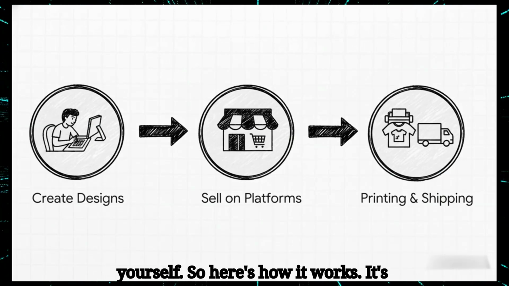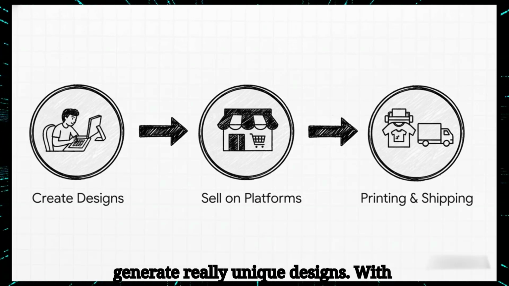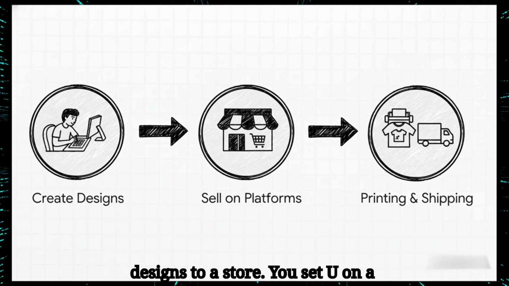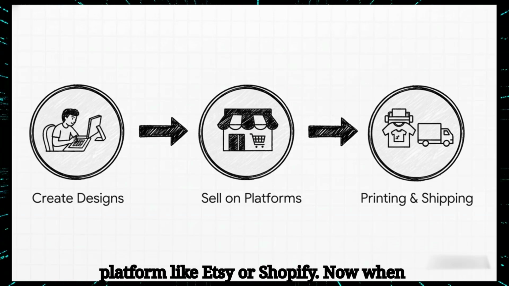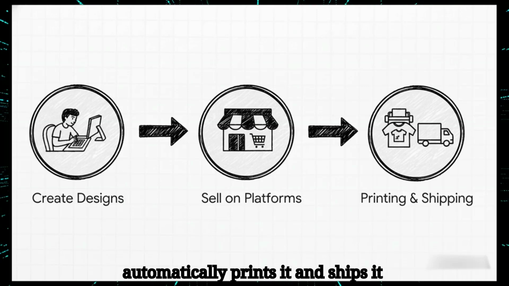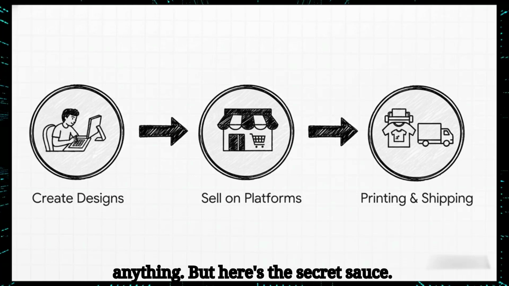So here's how it works. It's actually pretty simple. You use the AI to generate really unique designs for things like t-shirts, posters, mugs, you name it. Then you just upload those designs to a store you set up on a platform like Etsy or Shopify. Now, when someone buys one of your products, a service like Printify or Gelato automatically prints it and ships it directly to your customer. You don't do anything.